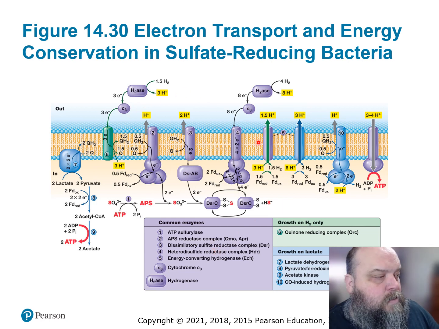So this mess right here is all about taking electrons from hydrogen gas and then passing them through, allowing the pumping of hydrogens, and then those not quite as excited state electrons are going to be used in the sulfate to APS, sulfite to hydrogen sulfide. Ferredoxin, ferredoxin, ferredoxin. Lactate to pyruvate, the pyruvate to acetyl-CoA to acetate. In the process, you get substrate level phosphorylation.